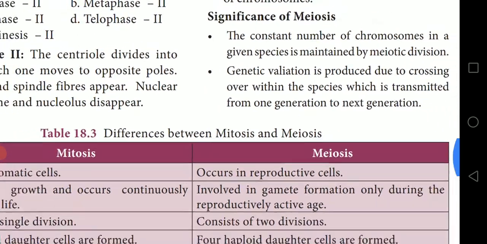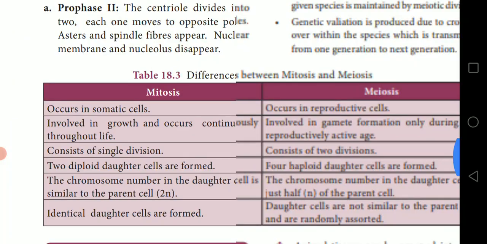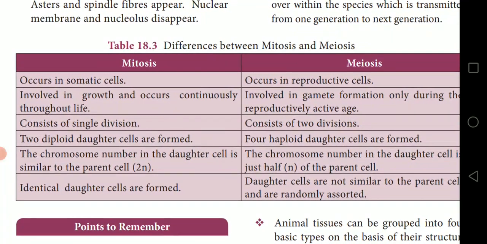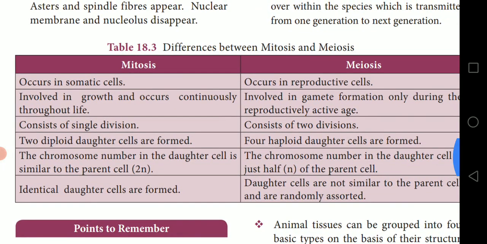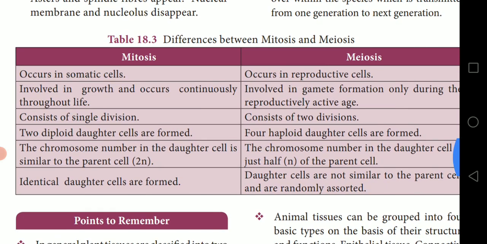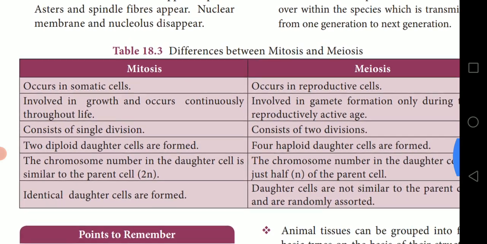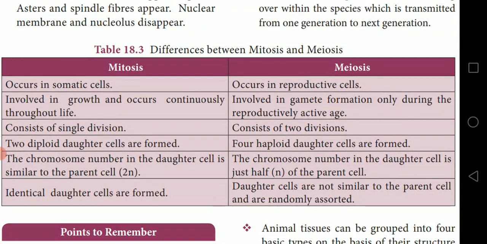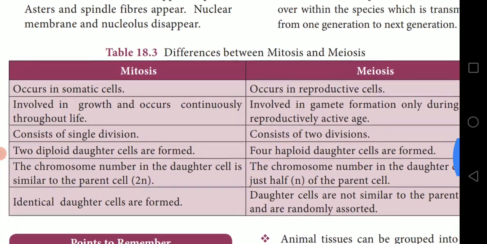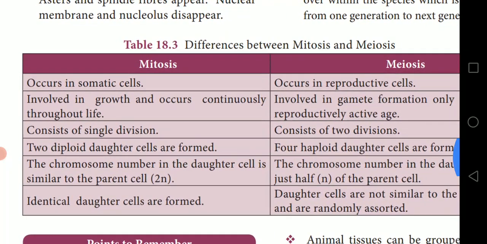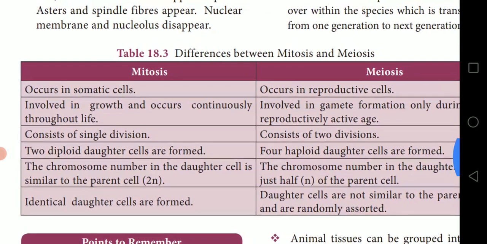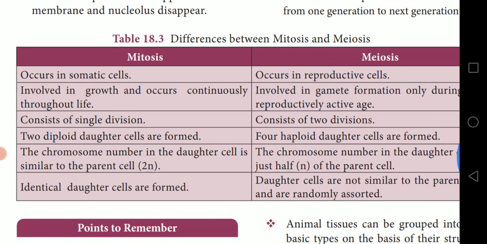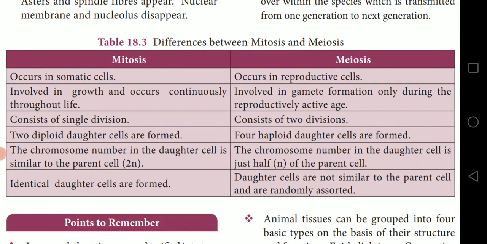Next, the difference between mitosis and meiosis. This is important; 4 marks can be asked. Mitosis occurs in somatic cells. Meiosis occurs in reproductive cells. Mitosis involves growth and occurs continuously throughout life, whereas meiosis involves gamete formation only during the reproductively active age. Mitosis consists of a single division. Meiosis consists of 2 divisions. Two diploid daughter cells are formed in mitosis. Four haploid daughter cells are formed in meiosis.